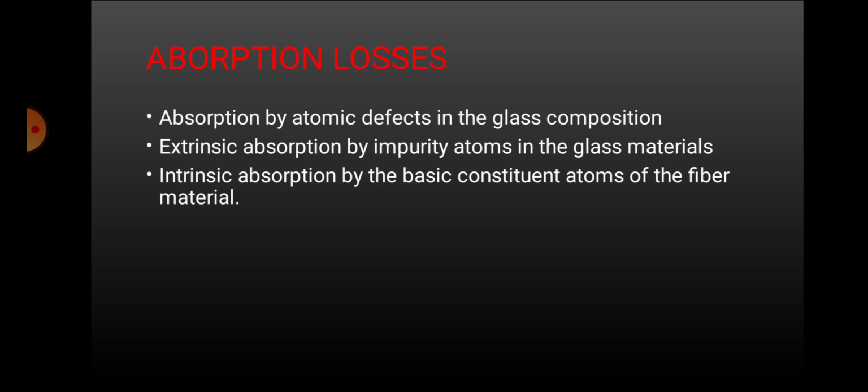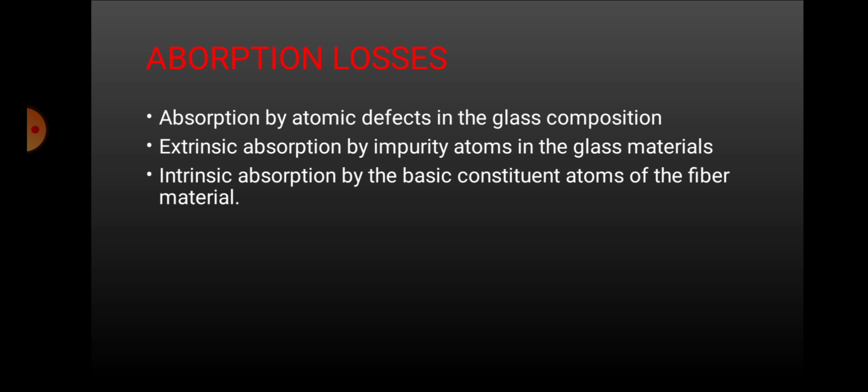Next one is the absorption losses. Absorption losses are caused by three different mechanisms. First, absorption by atomic defects in the glass composition; second, extrinsic absorption by impurity atoms in the glass materials; third, intrinsic absorption by the basic constituent atoms of the fiber material. Atomic defects are imperfections of the atomic structure of the fiber material, for example missing molecules, high density clusters of atom groups, or oxygen defects in the glass structure.